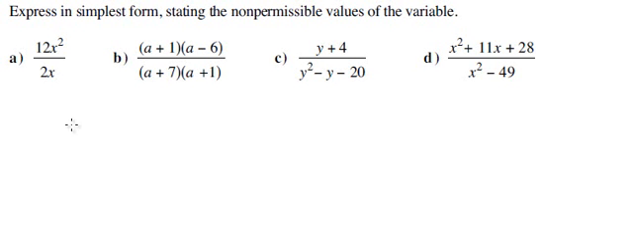Alright, so now we have expressions that have what we call non-permissible values, as in numbers that just won't work. Why is this new? Well, in polynomials, you've got addition, subtraction, multiplication, that's all fine, but when we get into rational expressions like this, the new thing is that we're now dividing. This expression is 12x squared divided by 2x. This one is the numerator divided by (a + 7)(a + 1), and so on.